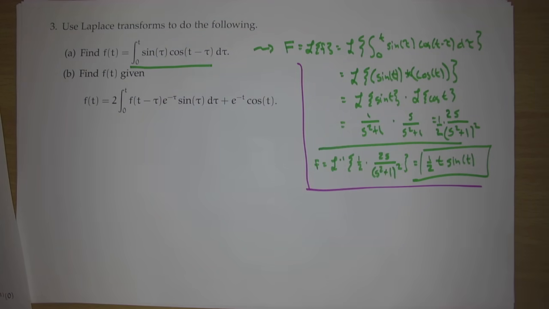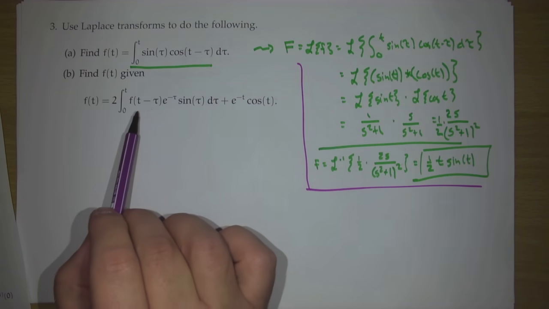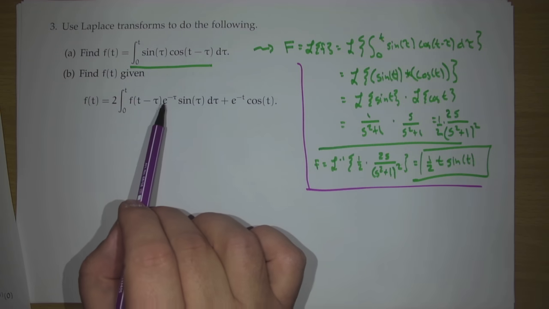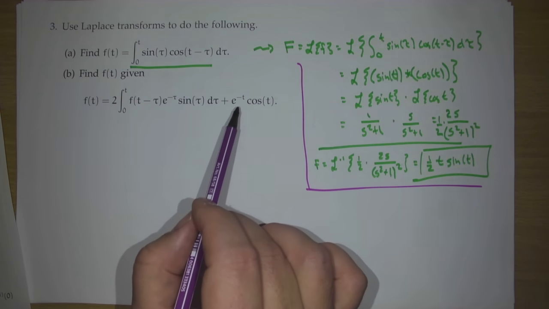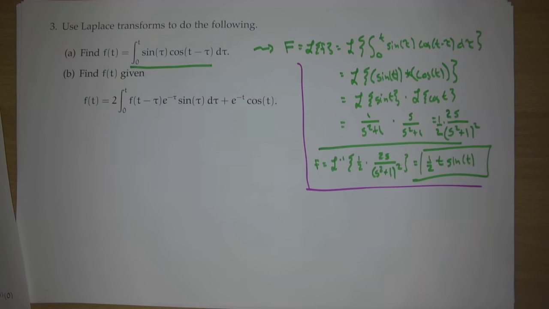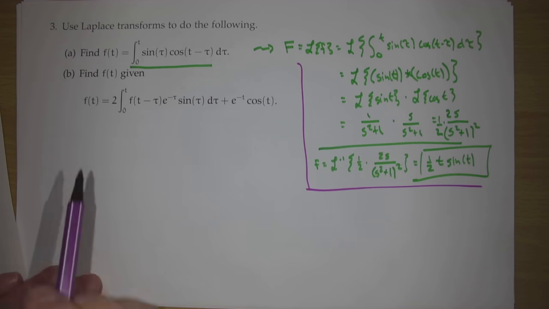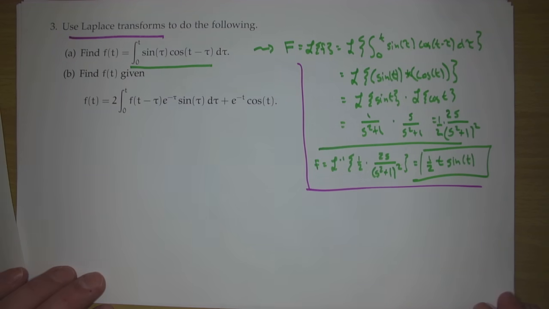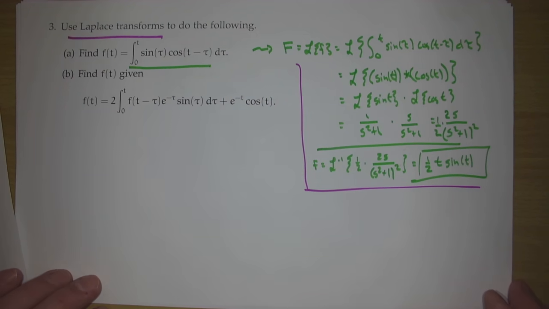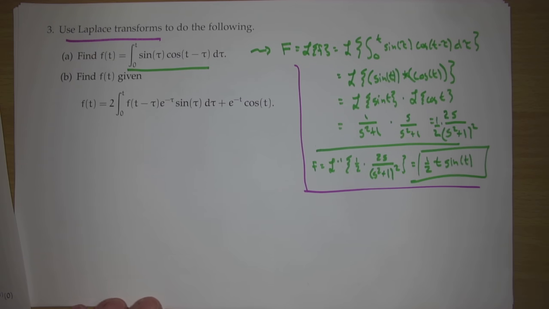Part B. Find f of t, given that f of t equals 2 times the integral from 0 to t of f of t minus tau e to the minus tau sine tau d tau, plus e to the minus t cosine t. Well, all right. How do we start? Probably we should use Laplace transforms. The problems are pretty good about telling us what they want us to do. We just have to hear it.